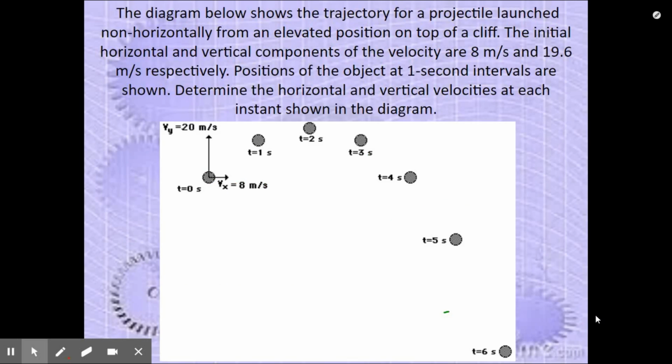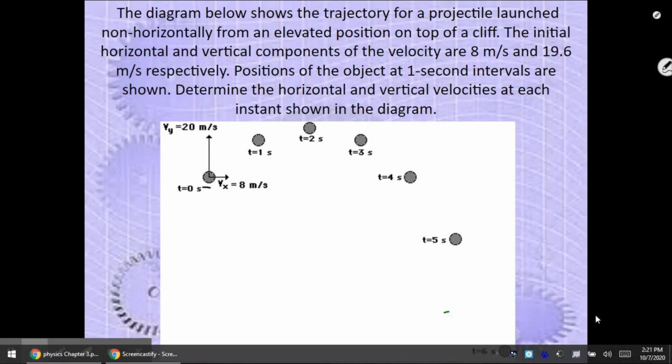So if we look at this, we're going to work out a little problem here. It says the diagram shows the trajectory, and trajectory just means the path of a projectile, or the path of whatever object's flying through the air, is launched non-horizontally from an elevated position on top of a cliff. So basically, we've got a cliff right here.